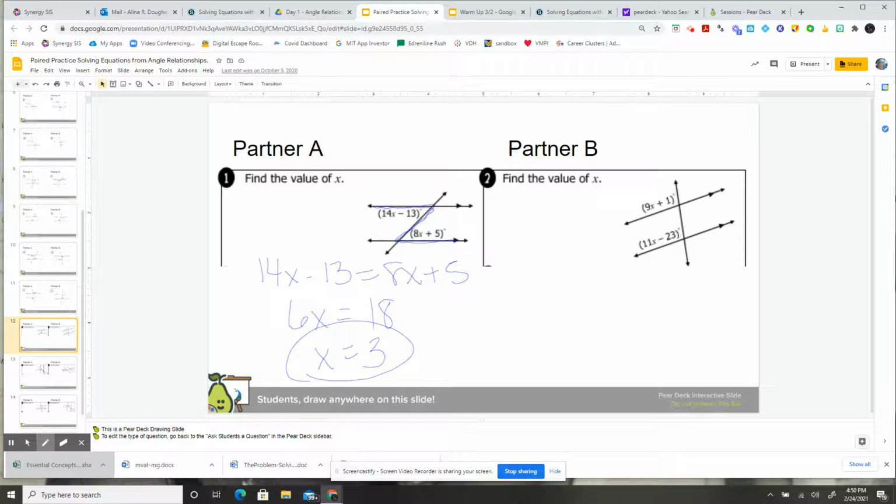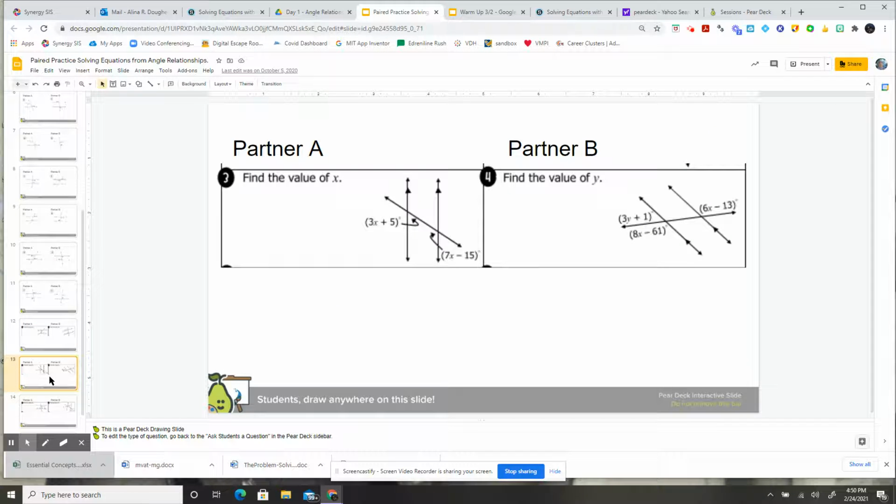Now this is where it's going to be different. I don't think your answer is going to match. Okay, so you've got corresponding. Corresponding are going to be congruent, so set those equal, and we'll talk tomorrow about what you get.